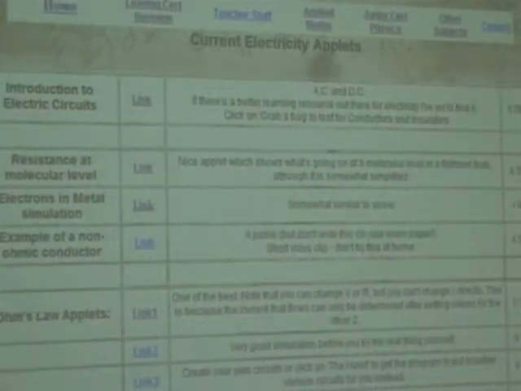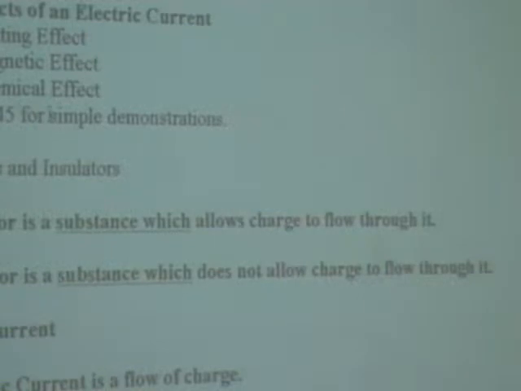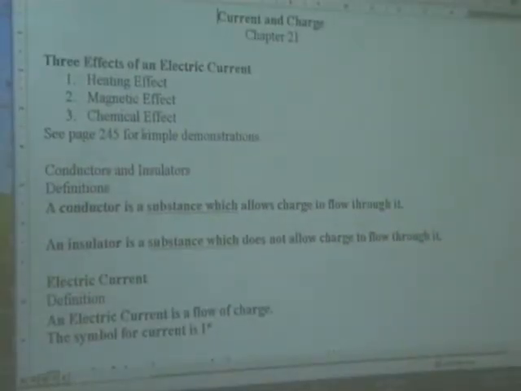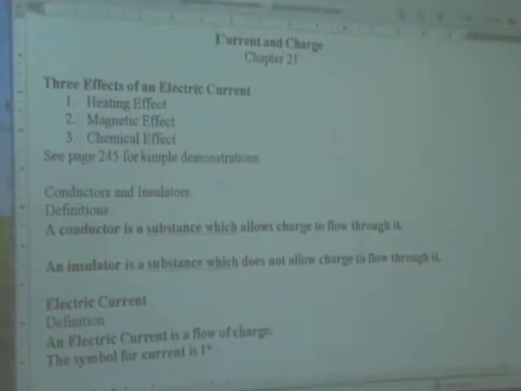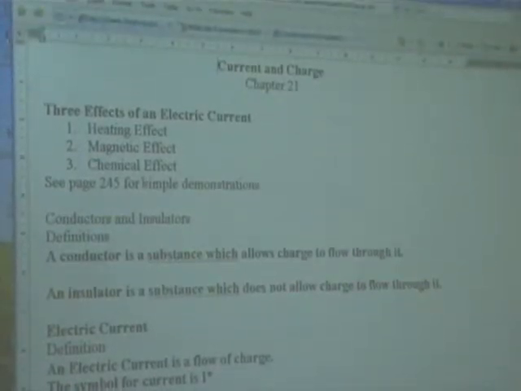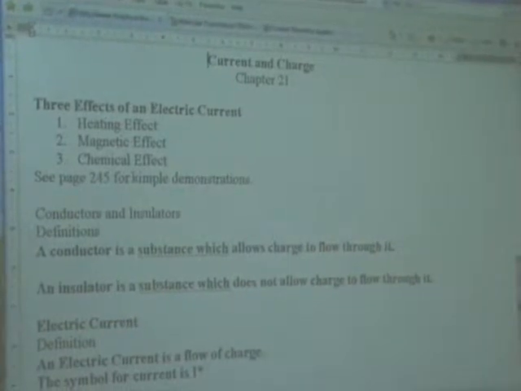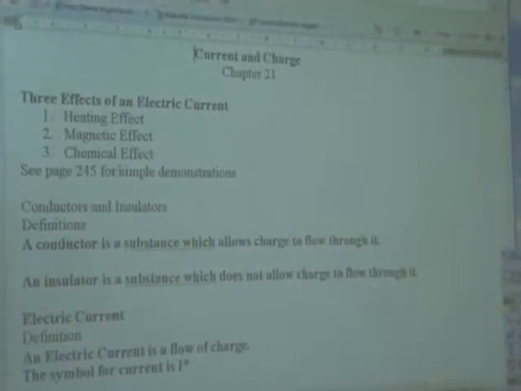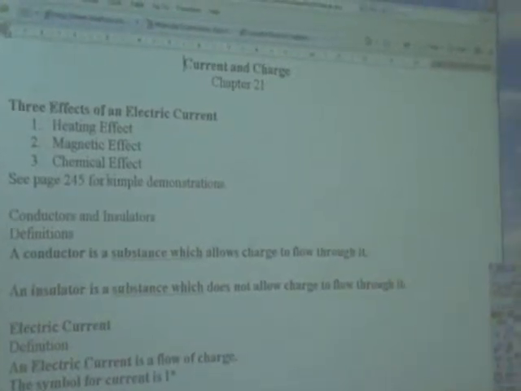We were then looking at the third effect, which is the chemical effect. How would you demonstrate a chemical effect of a current? Can you do it with sodium sulfate? What would you do with sodium sulfate? Easier, again, all of this is Junior Cert. You put two electrodes in some water. Put two electrodes in water, and what do you get?